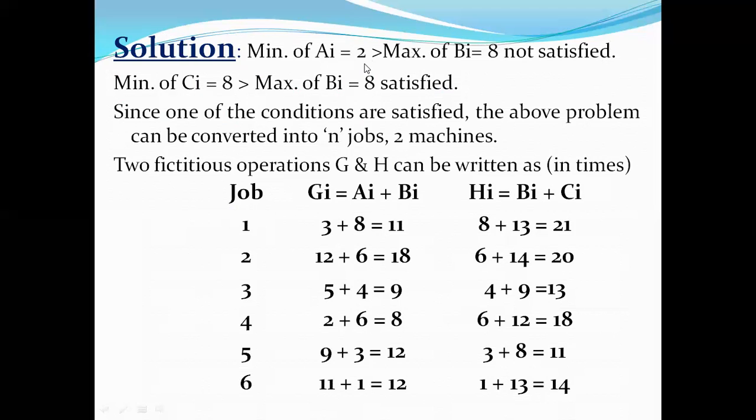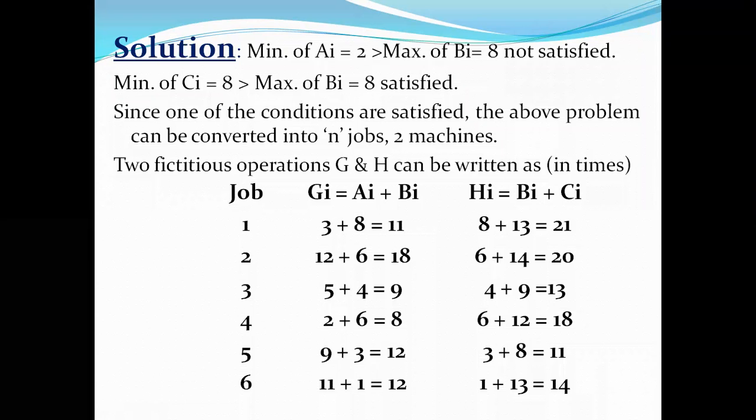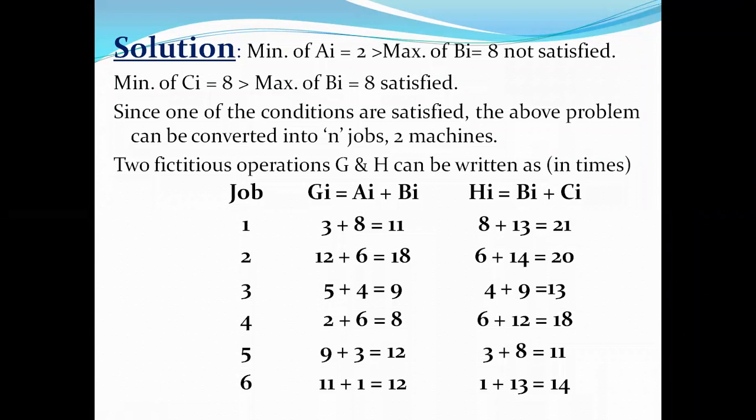So moving on to the second condition, the minimum time for the job in machinery C should be greater than or equal to the maximum time of B, that is 8. So it may be equal or greater. We have the condition greater than or equal. So it is satisfied, that is 8 is equal to 8. So only one condition is satisfied.